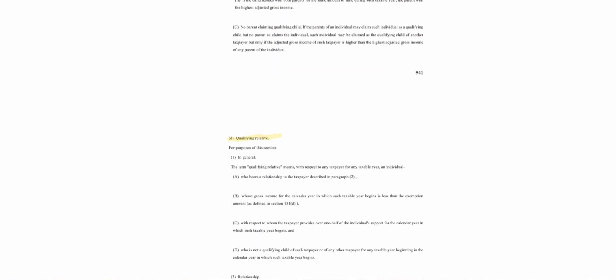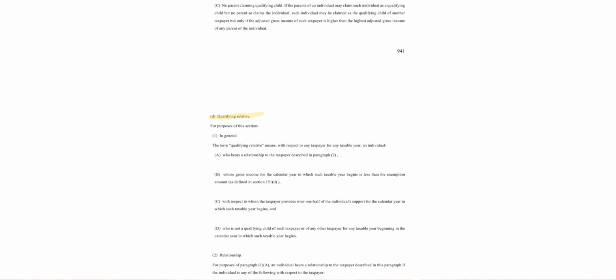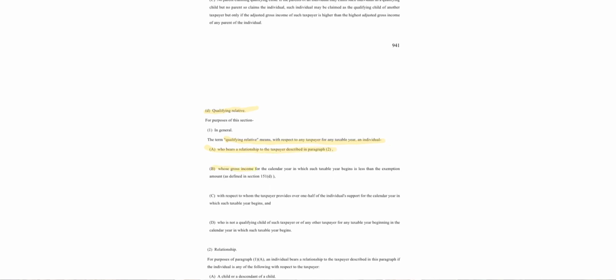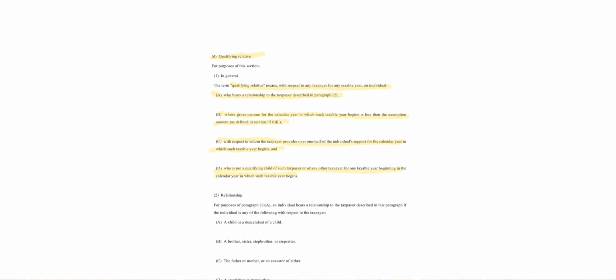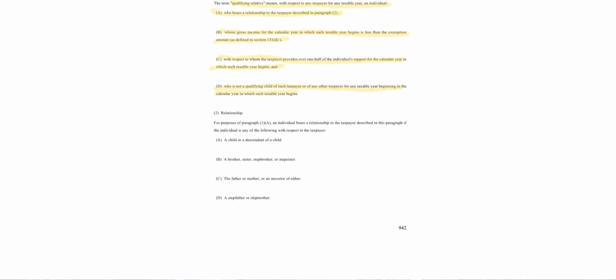For purposes of this section, in general, the term qualifying relative means, with respect to any taxpayer for a taxable year, an individual who bears a relationship under paragraph 2, whose gross income in the taxable year is less than the exemption, which we're told is no gross income, with respect to whom the taxpayer provides over one half of all support provided, and who is not a qualifying child of any other taxpayer during the year. And she can't be for the parents, because the parents have died, they can't claim her, and they're not providing. So unfortunately, the parents are not going to be able to claim her because they died in a horrific accident.